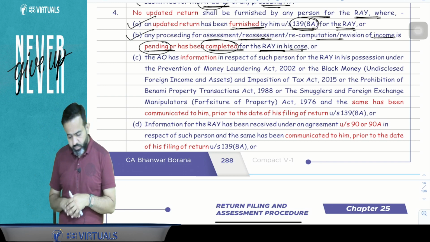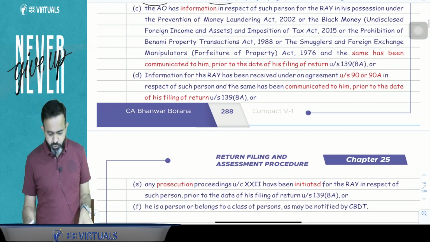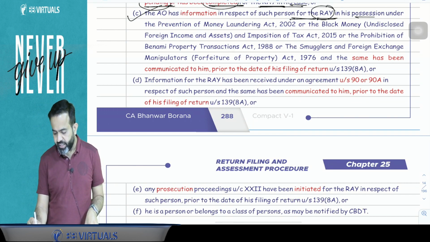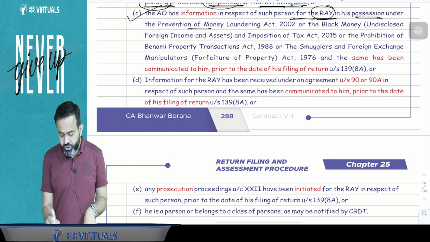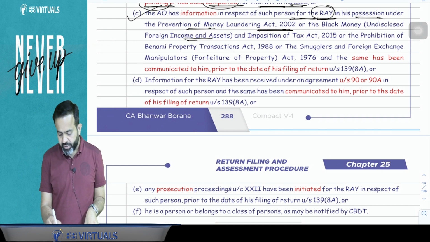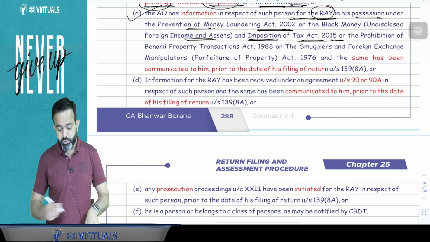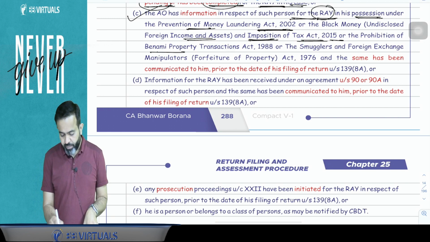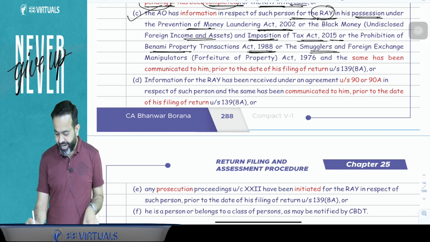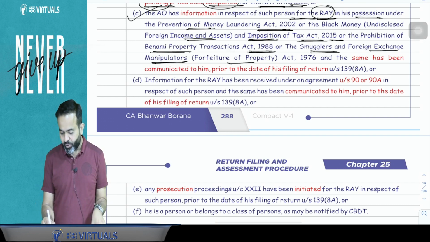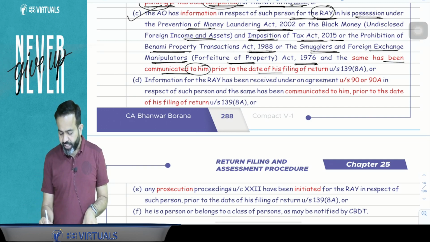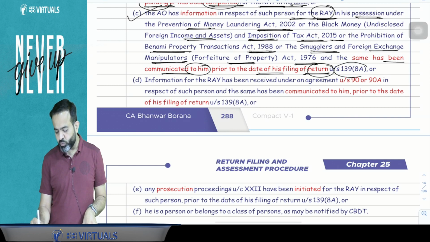Now second part. The AO has information, means the AO got some information in respect of such person for the relevant assessment year in his possession under the Prevention of Money Laundering Act 2002, or the Black Money (Undisclosed Foreign Income and Assets) and Imposition of Tax Act 2015, or the Prohibition of Benami Property Transactions Act 1988, or the Smugglers and Foreign Exchange Manipulators (Forfeiture of Property) Act 1976, and the same has been communicated to him prior to the date of filing of the return under section 139(8)(a).